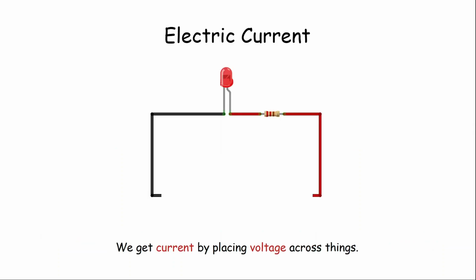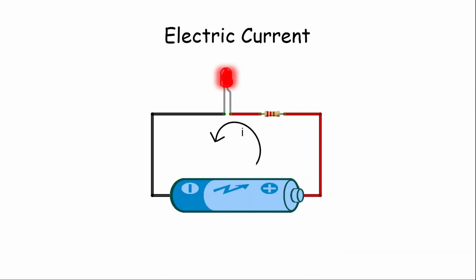So we get current by placing voltage across things. If I place the battery in the circuit, we get the voltage from the battery, and we can see that the LED will glow. This voltage source applies the electric field in this circuit, and because of this electric field, the electrons start moving. And this flow of the electrons is called an electric current.